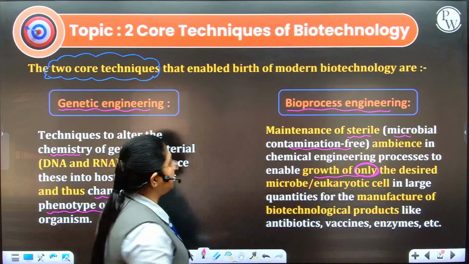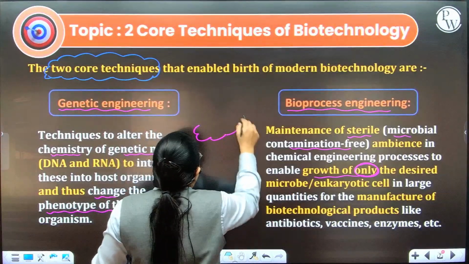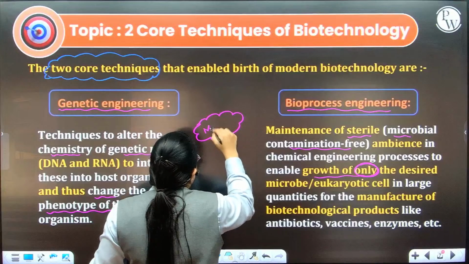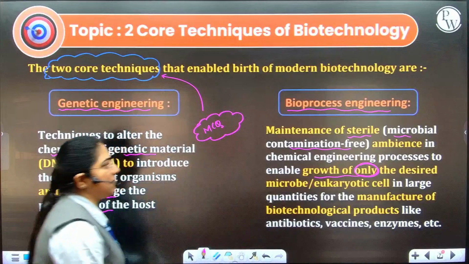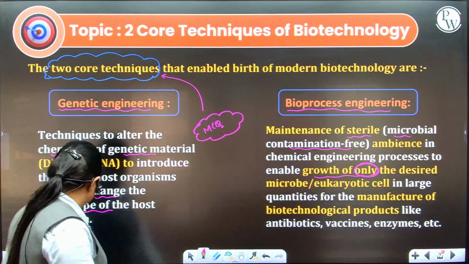Is this important to remember? Yes, because this can come as our MCQ as to what are the two core techniques of biotechnology or modern biotechnology.